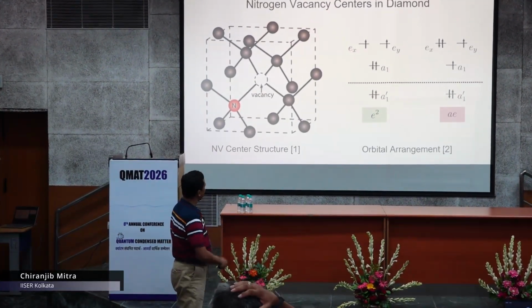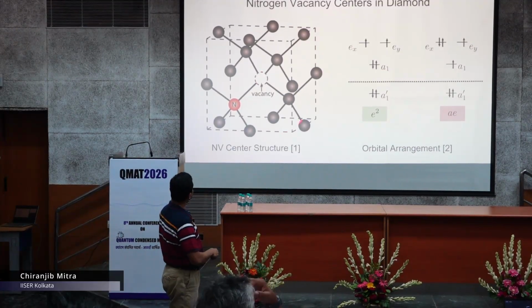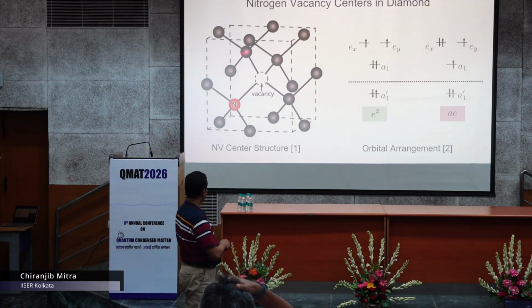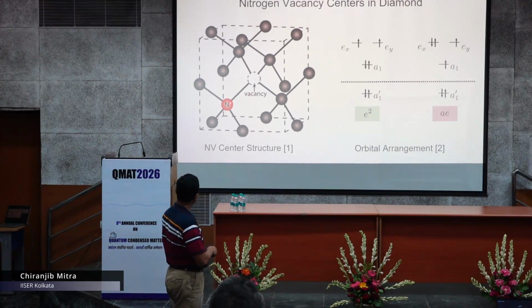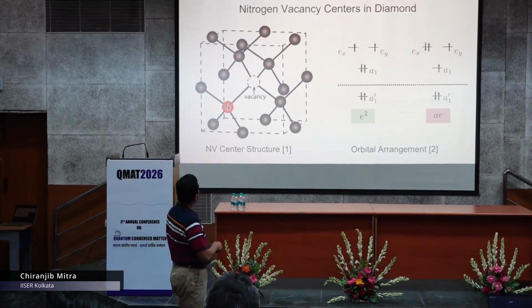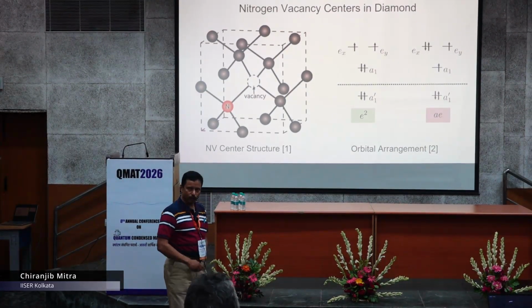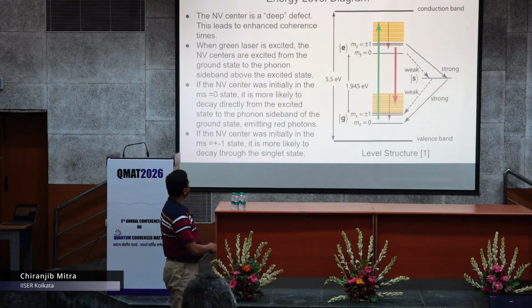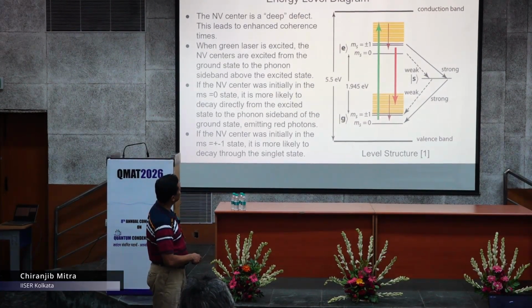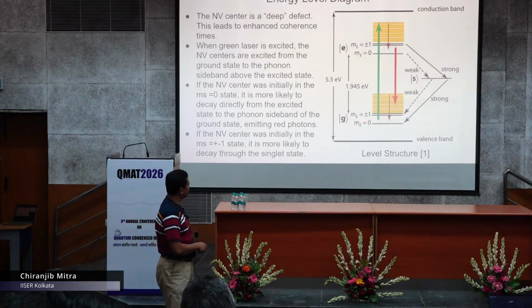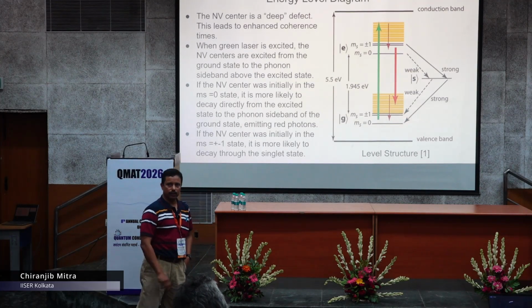The color is not coming out very well. But basically, this is the diamond unit cell, and we can knock off some of the carbons and put nitrogen there. If we keep a vacancy adjacent, then this constitutes a spin 1 system. However, because of crystal field splitting, the spin 1 system splits into m equal to 0 and m equal to plus minus 1, which is degenerate, and there is a gap of 2.87 gigahertz in the system.